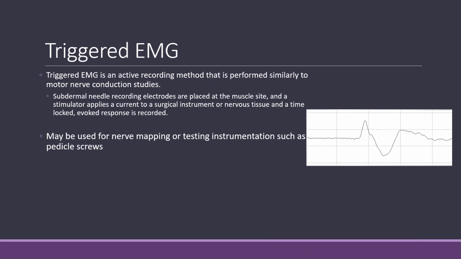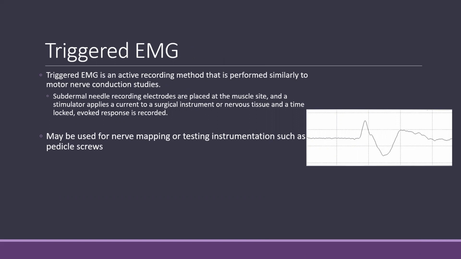For triggered EMG, again, this is an active recording method performed similarly to motor nerve conduction studies, where we're stimulating in one part of the nerve, and then we're recording the motor potentials that are distal to that nerve.